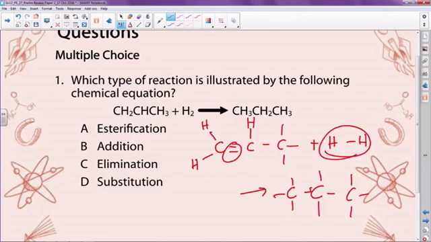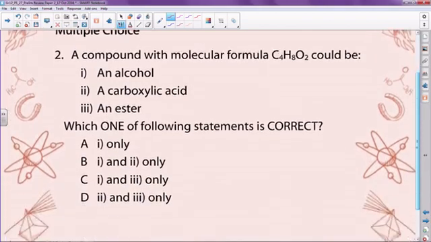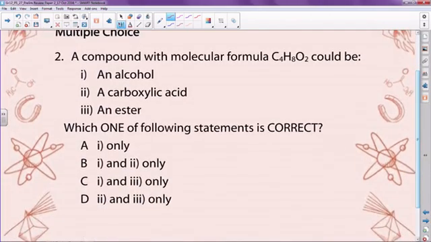The hydrogens come on, that makes it addition. It's not esterification because I don't have an alcohol and a carboxylic acid. It's not elimination because I don't end up with water and I end up with only one compound. It's not substitution because I didn't end with two compounds. So I know it's not those, so it has to be addition. First one, done. Here we go. Next one. All right, you have a minute and your time starts now.